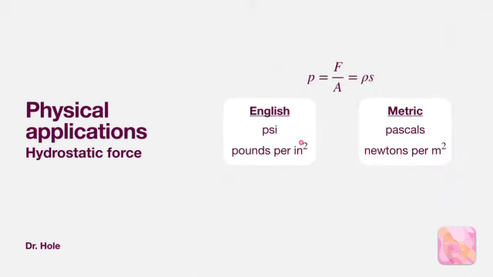Okay, so the English system, otherwise known as US customary, gives pressure in units PSI, pounds per square inch. In the metric system, or the SI units, pressure is given in terms of pascals or newtons per square meter. Good.